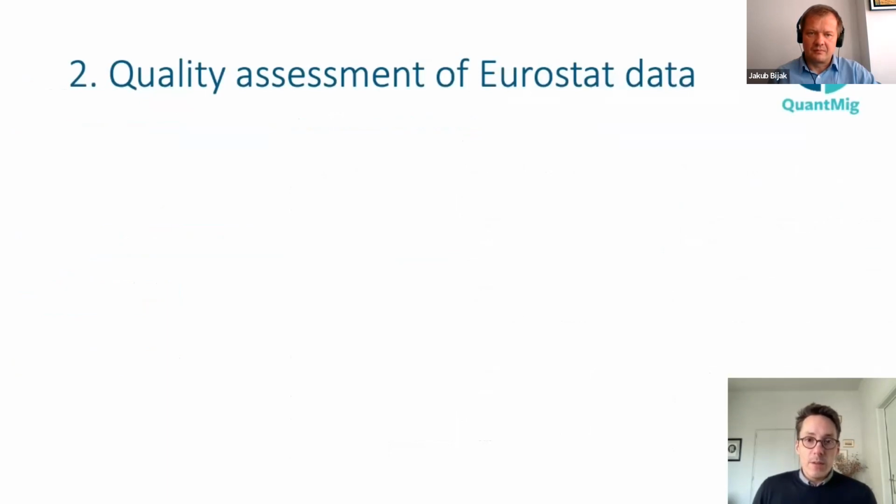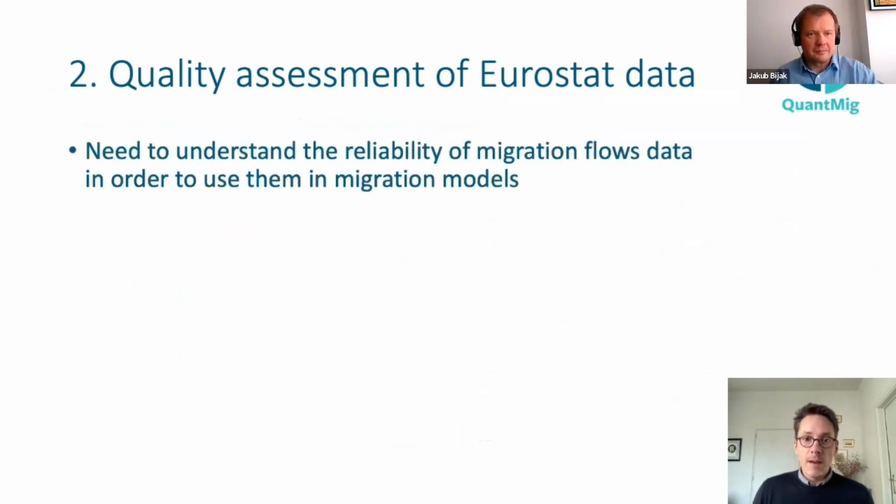The second tool is a thorough quality assessment of Eurostat data on migration flows between countries that we made in collaboration with a team from the Max Planck Institute for Demographic Research working on the Human Migration Database. The motivation behind this work lies in the need to clearly understand the reliability of data on migration flows in order to use them in migration models.